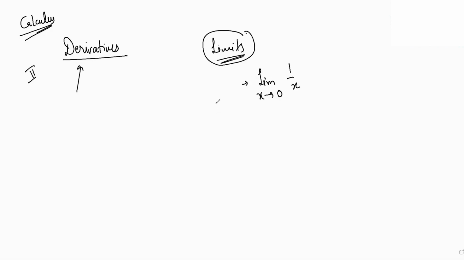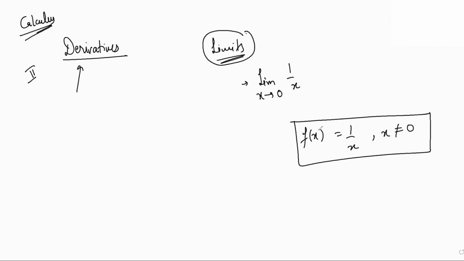Let me give you a little idea of why we study limits and why we need derivatives. Suppose I'm talking about a function f of x equal to 1 by x. This function is defined at all real values except at x equal to 0. Why? Because if x is 0, the denominator is 0, and the function is not defined.